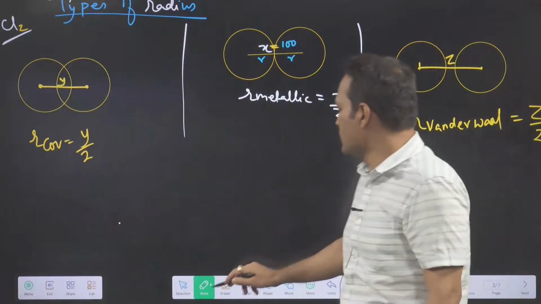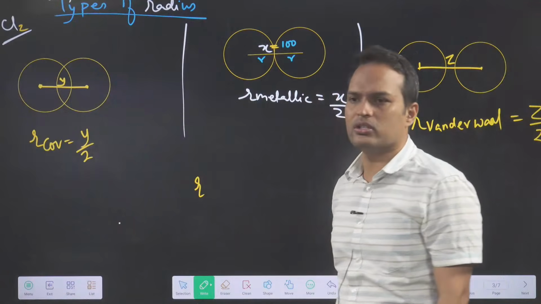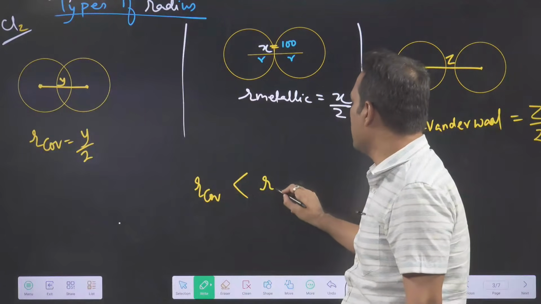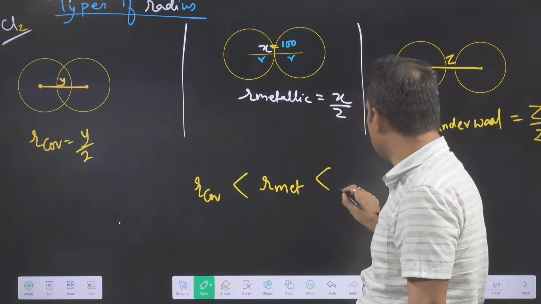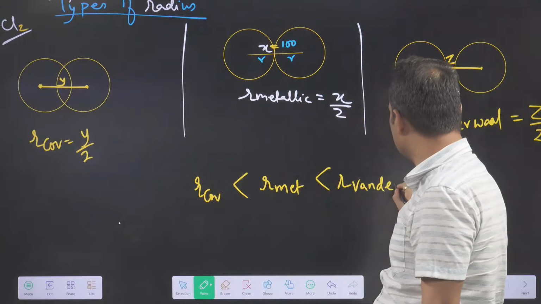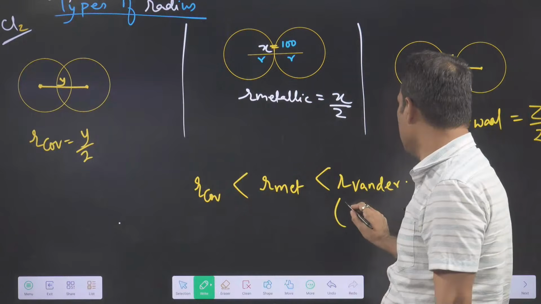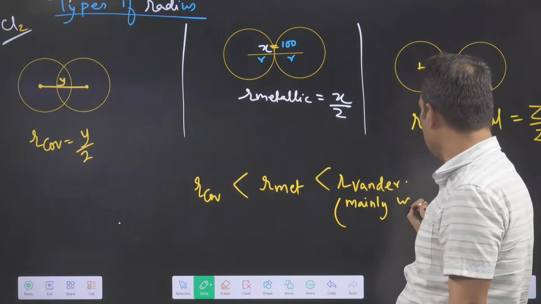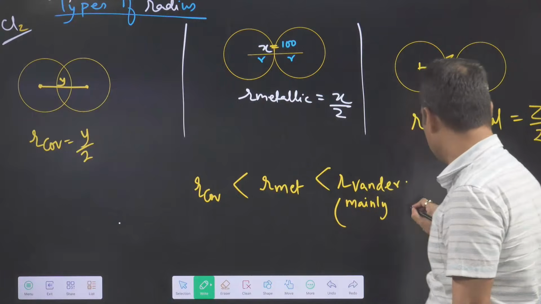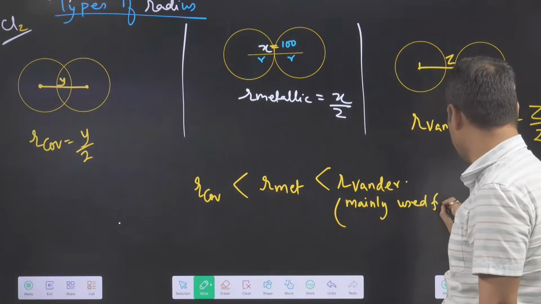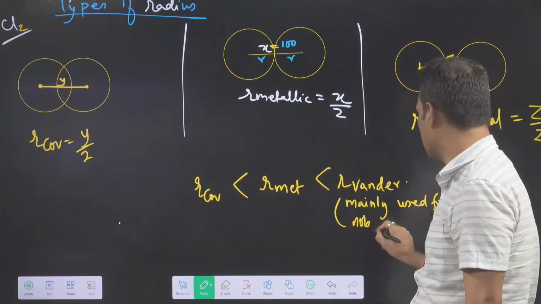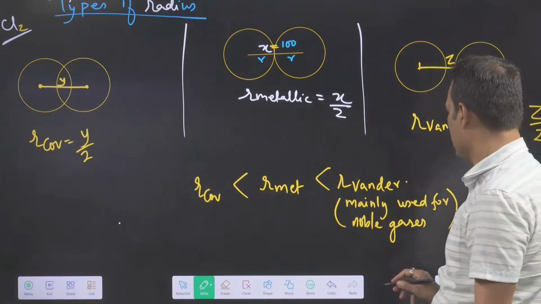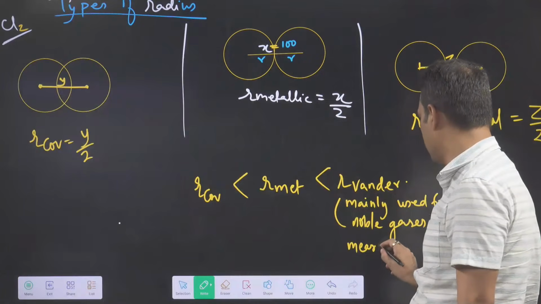So finally I will ask you, can you tell me which radius is smallest? Then you can say, sir, very easy, sir. Covalent radius is smallest, metallic radius is middle, and van der Waals radius is maximum. And you can also say that it is mainly used for noble gases. We can measure for all. Measured in solid state.